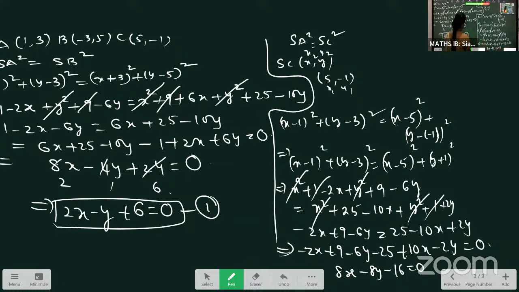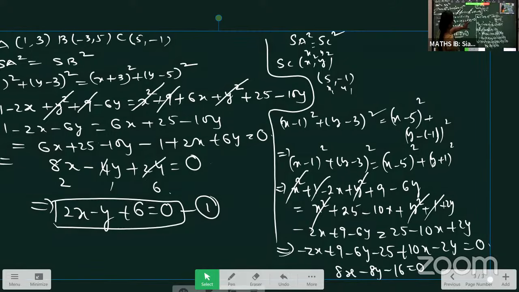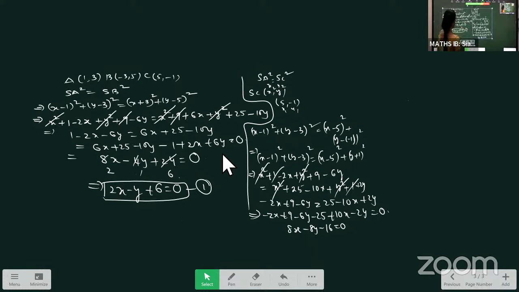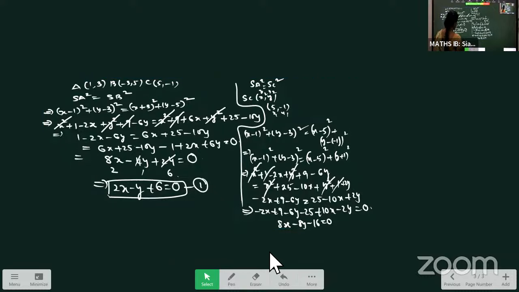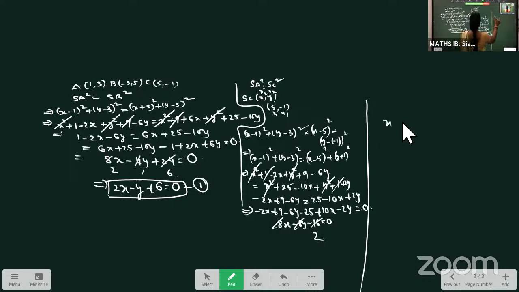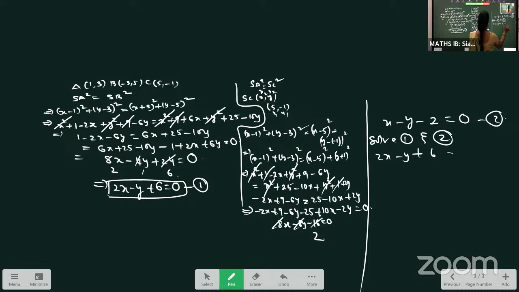Can we cancel this out with 8? Cancel out with 8. 8 ones are 8, 8 ones are 8, 8 twos are 16. So how much did we get here? x minus y minus 2 is equal to 0. This is your second equation. So solve 1 and 2. That is 2x minus y plus 6 is equal to 0 and x minus y minus 2 is equal to 0.